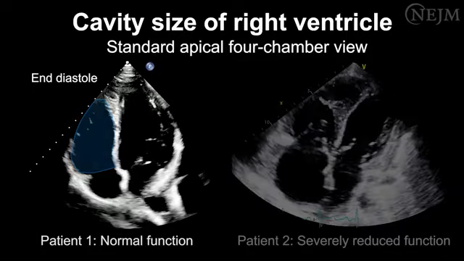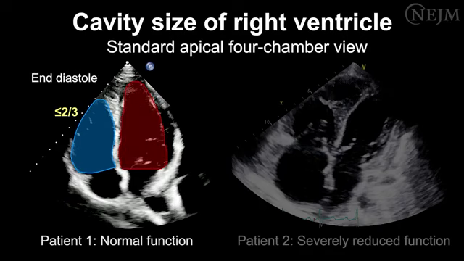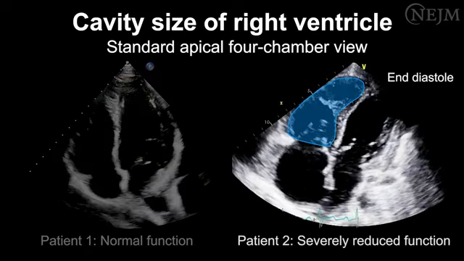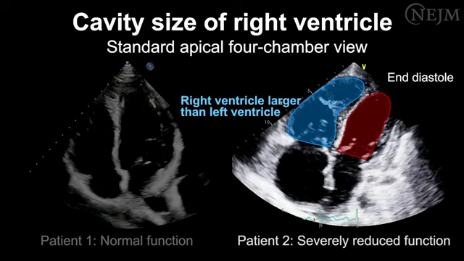In patient 1, the size of the right ventricular cavity is less than 2/3 the size of the left ventricular cavity, and the apex is formed by the left ventricle. In patient 2, the right ventricular cavity is larger than the left ventricular cavity, and the apex is formed by the right ventricle.